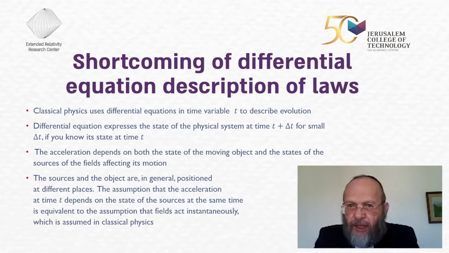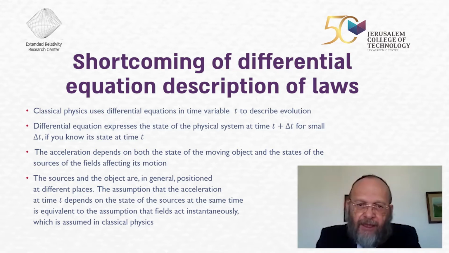When the action is not at a distance, you don't need modern physics. Newton's laws are perfect. No correction needed. Where are the corrections needed? The corrections are needed when the object that is affecting you is positioned far away, at a different position. And the assumption there in the Newtonian approach is that the acceleration at the time t depends on the state of the sources at the same time.